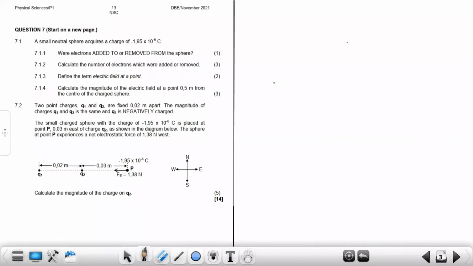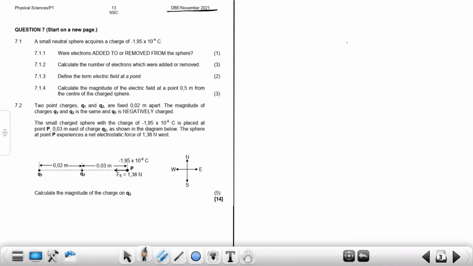I must just emphasize that this was November 2021 DBE grade 12. So it goes back to what I said. It's a topic that is overlapping to grade 12. So it means if you are able to do this, because this is of high standard, definitely you will be in a position of doing well.